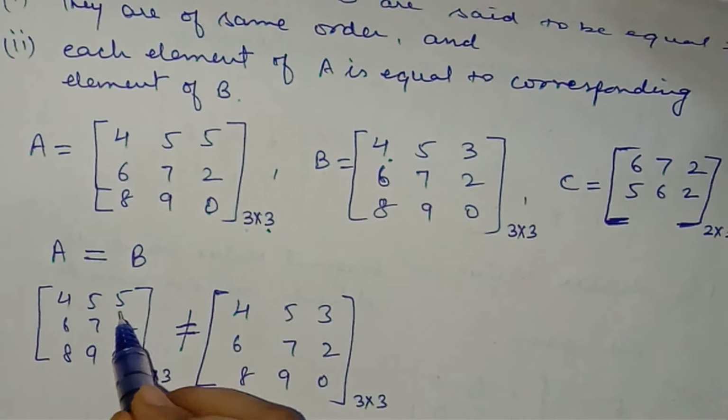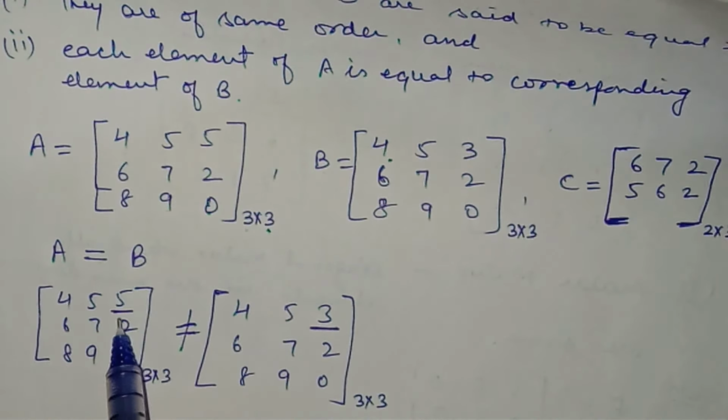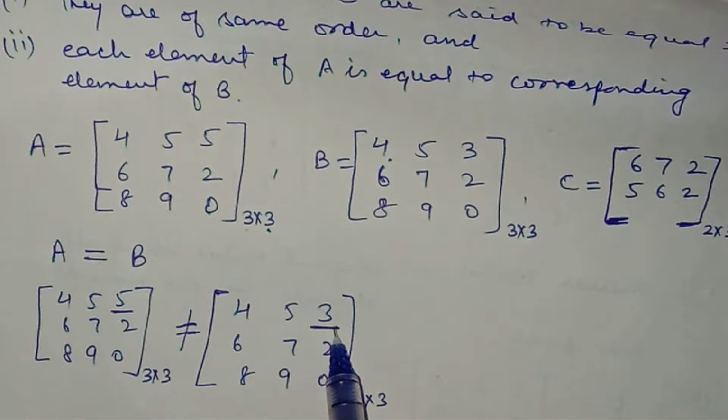evaluate, this element is 5 but this element is 3. Rest of the elements, corresponding elements, are equal, but this 5 is not equal to 3. So these two matrices cannot be equated.